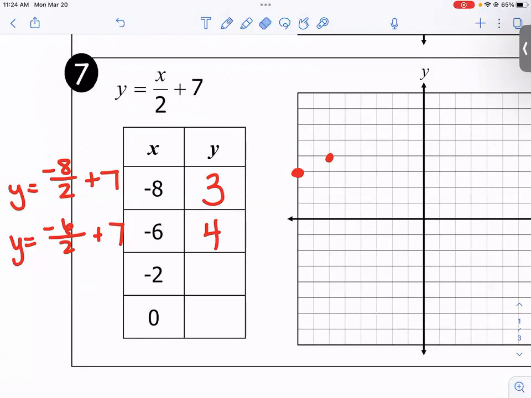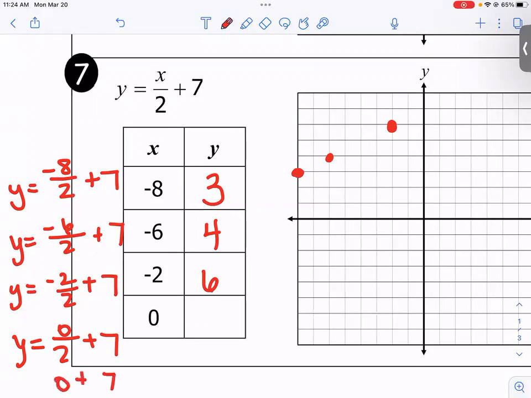Okay. All right, so now we have -2 divided by 2 plus 7. Well, -1 plus 7 would be, there we go. Oh, I like plugging in 0. Plugging in 0 is the best, right? I plug 0 in for x. 0 divided by 2 is? What's 0 divided by 2? 0 plus 7 gives us 7.